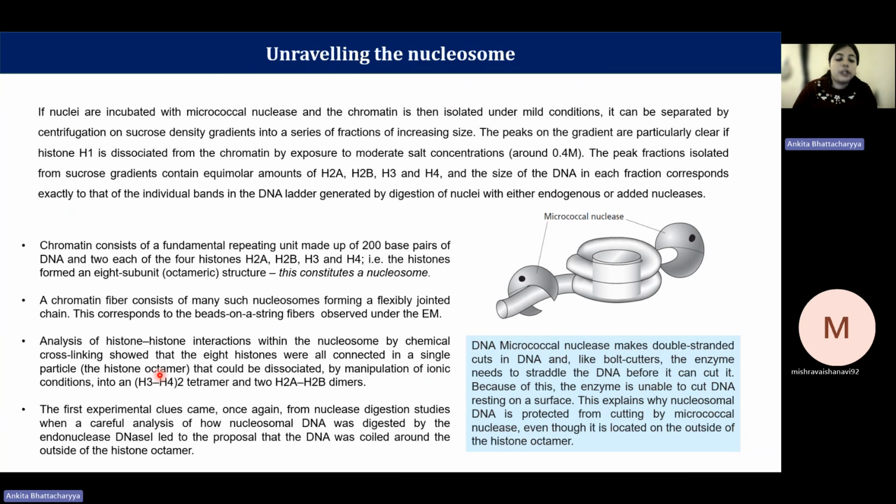Furthermore, the first experimental clues came in, again from nuclease digestion studies, when a careful analysis was carried out about how nucleosomal DNA was actually digested by the endonuclease DNase 1. It led to the proposal that DNA actually is coiled around the outside of the histone octamer. We'll come to this in more detail now.